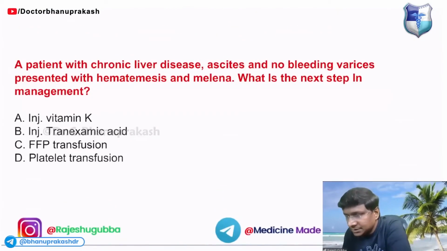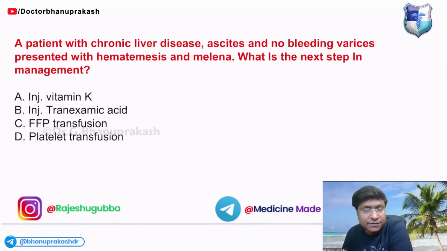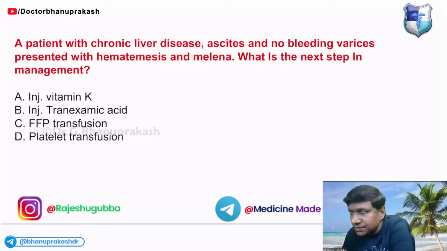Sir, how does cirrhosis cause Dupuytren's contracture? See, why there is Dupuytren's contracture in patients with cirrhosis of liver is, in patients with cirrhosis, there is excessive fibrous tissue accumulation within the palmar aponeurosis. And because of the fibrous tissue accumulation within the palmar aponeurosis, there will be development of Dupuytren's contracture, right?